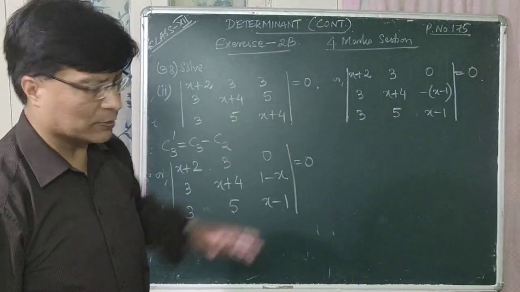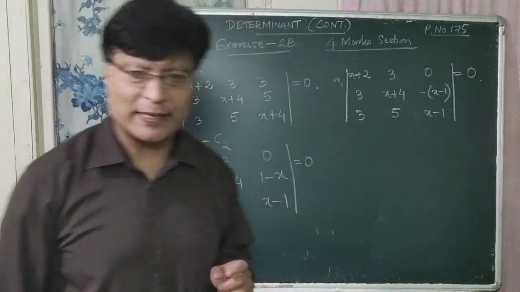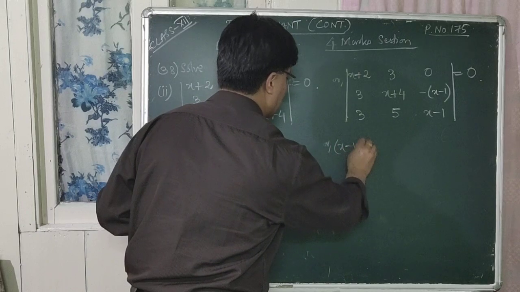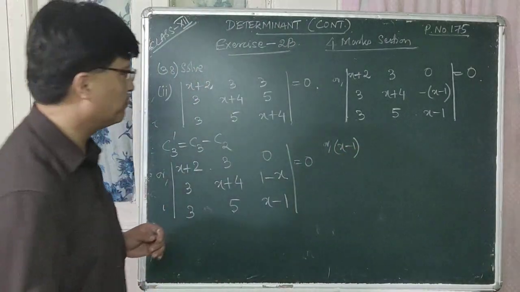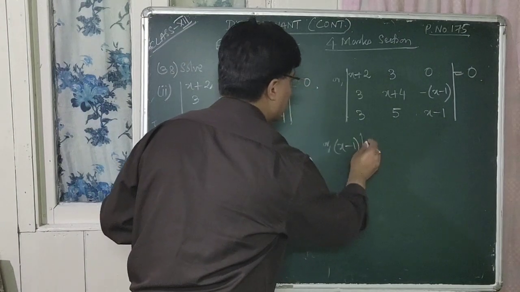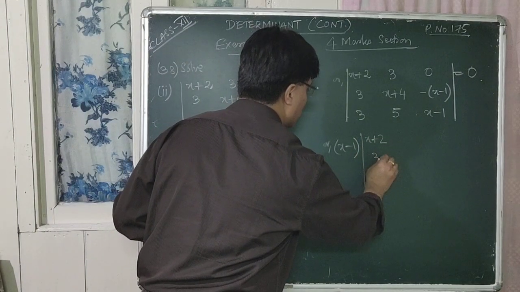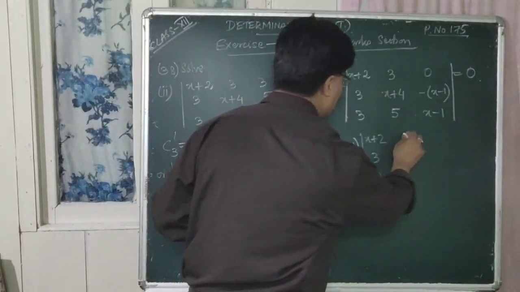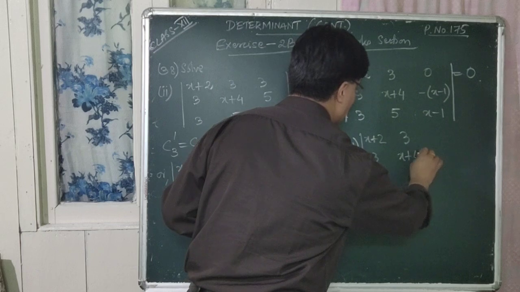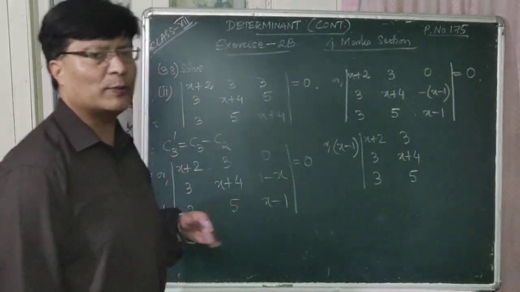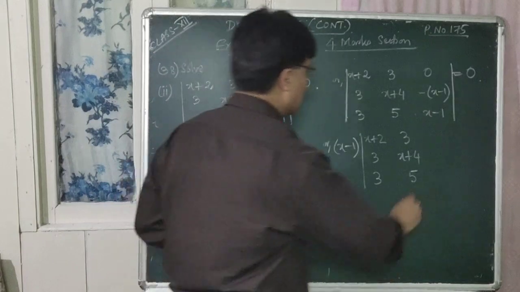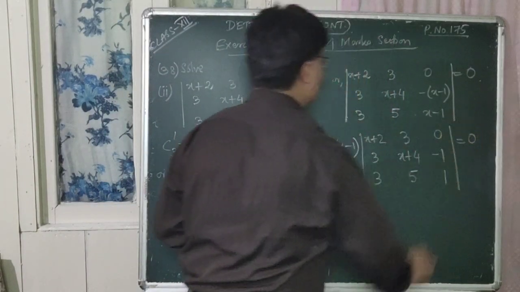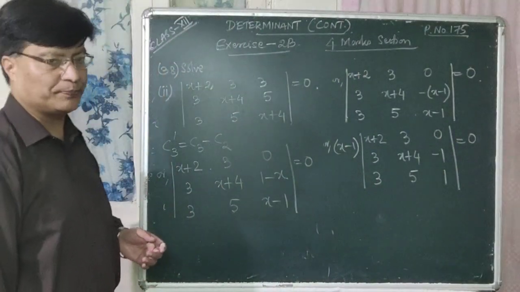Now from the third column, what is common there? x minus 1. You can take it outside, or x minus 1 is taken common from the third column. So first column remains same, x plus 2, 3, 3. Second column remains same, 3, x plus 4, 5. But what will be the new third column now? It is 0, minus 1, 1. Determinant sign closed is equal to 0.